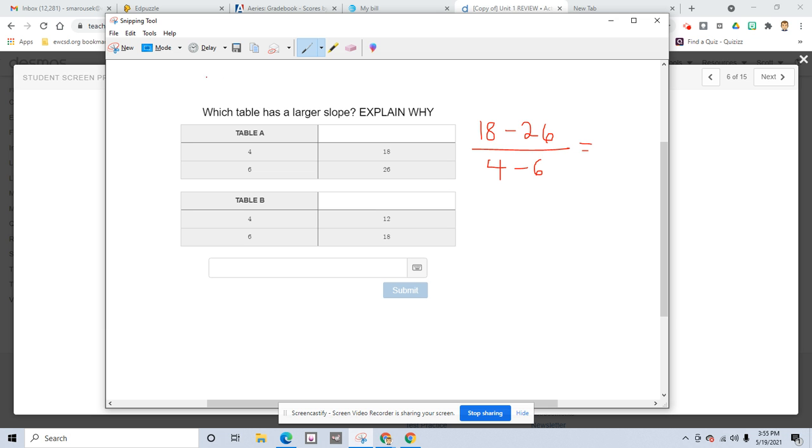All right, that's how I set this one up. Y minus y over x minus x. And then what about down here? 12 minus 18 over 4 minus 6. All right, now go ahead and use your calculator if you'd like. You can use your phone calculator. You can use the computer one. I don't care, but try to get it to an answer.